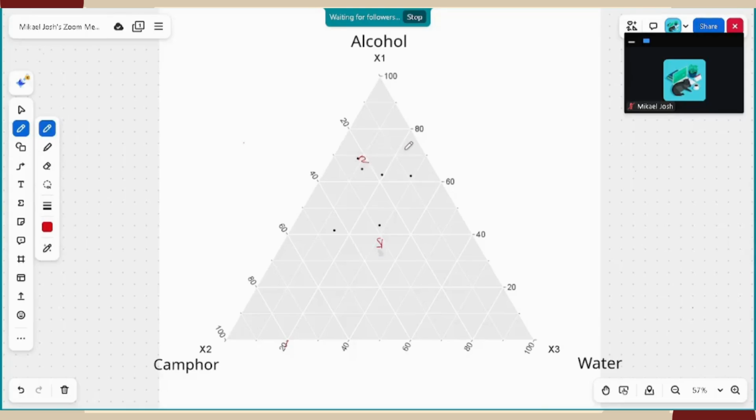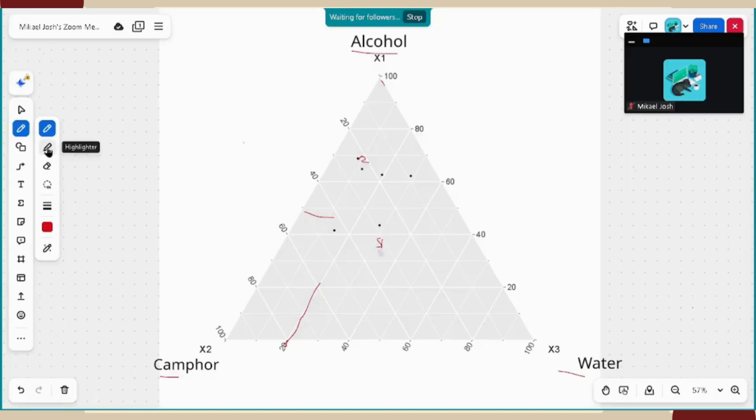Same procedure with the rest of the sample. Just mark where the percentage of alcohol, camphor, and water is. Then draw a line. Mark the intersection of those 3 lines.